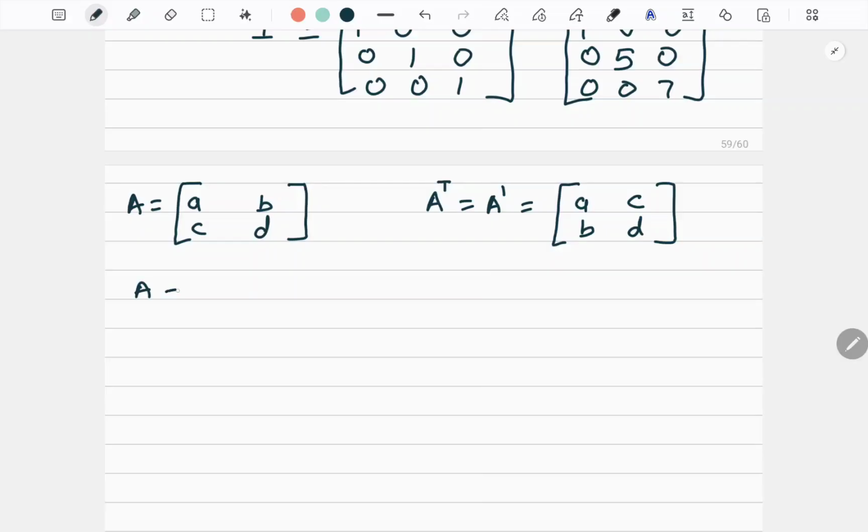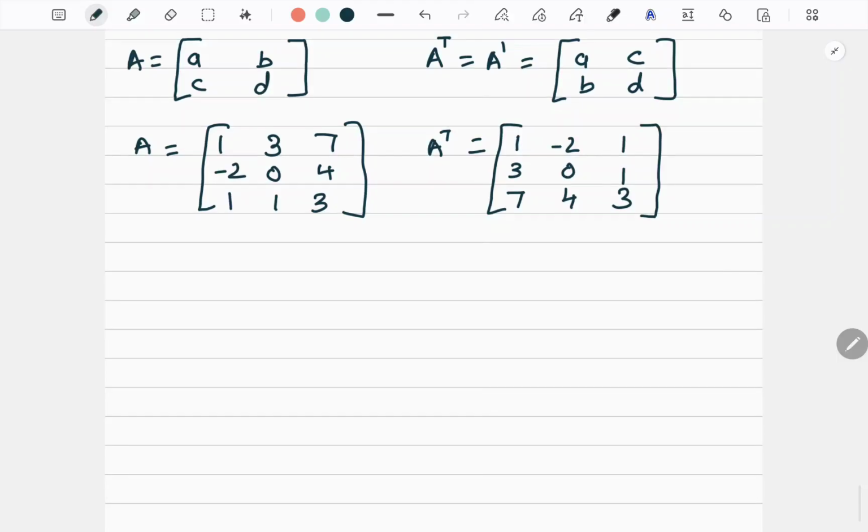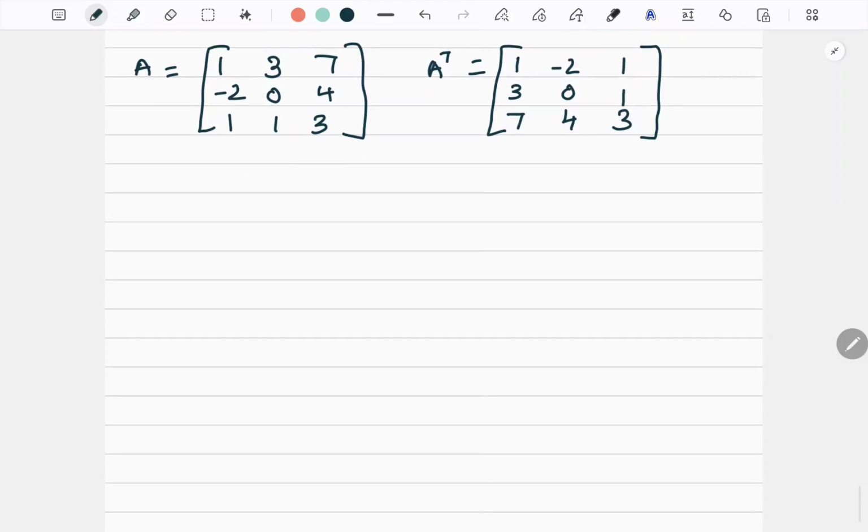So suppose if I have a matrix like this: 1 3 7, minus 2 0 4, and 1 1 3. If I ask you what is A transpose, then you will write, see, the first row is 1 3 7. So 1 3 7. Second row is minus 2 0 4. So minus 2 0 4. 1 1 3. So this is called the transpose of a matrix. Right? Now after transpose, there is a very important concept which is called the minors.